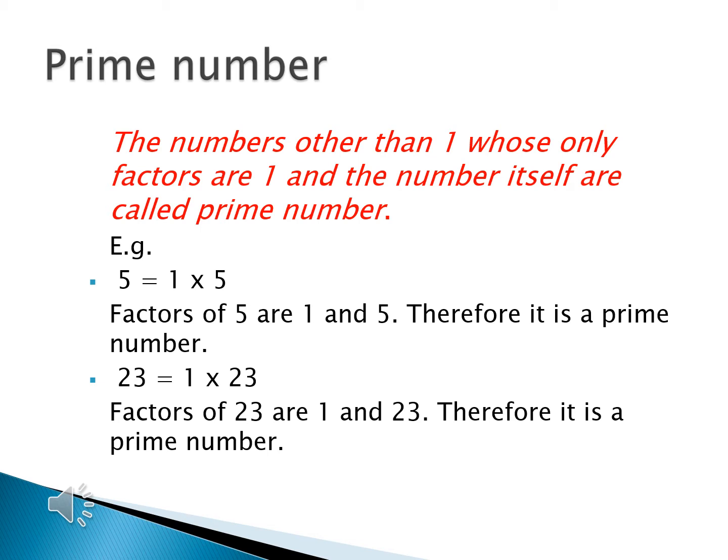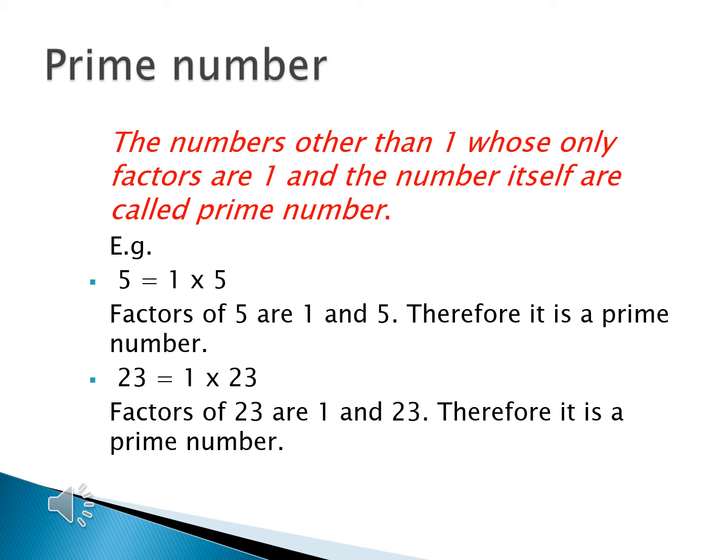The numbers other than 1 whose only factors are 1 and the number itself are called prime numbers. As you all know that 5 is only divisible by 5 and 1. So there are two factors of 5. Therefore, it is a prime number.